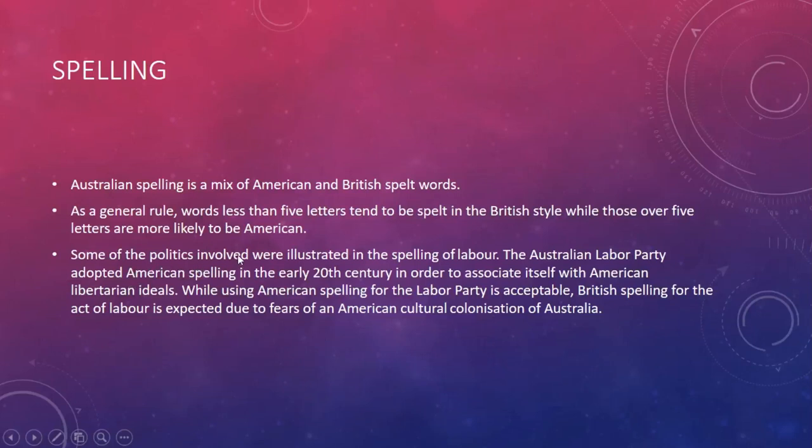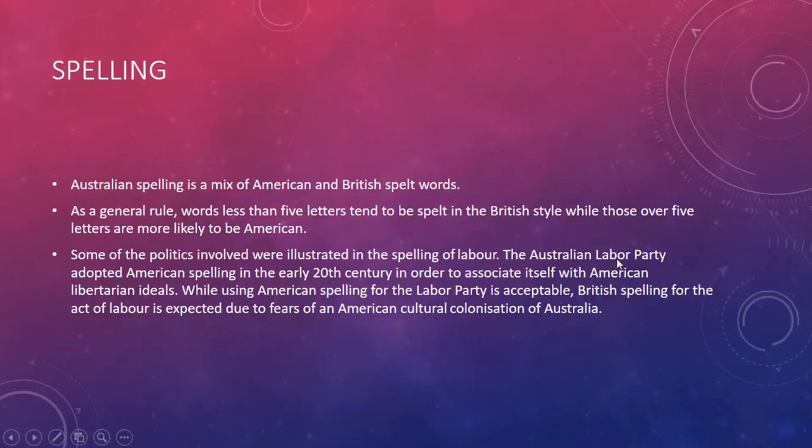And there is also some politics involved in the spelling of the word Labour. Let's look at the name of the party, the Australian Labor Party. Here, Labour is spelled Labor. It is because they used the American spelling in the early 20th century because they wanted to associate themselves with American libertarian ideals. But for the word Labour, the spelling is retained according to British spelling.